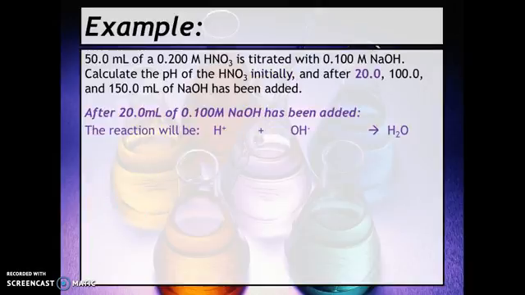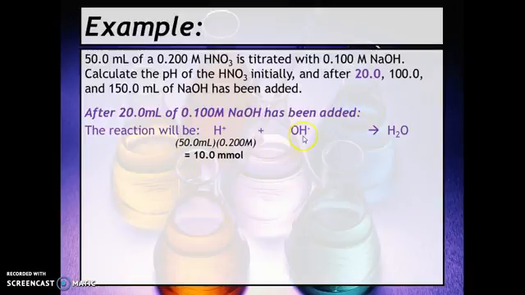Next, it wants to know after 20 mils. So after we add 20 mils here, we need to do a little stoichiometry. And what I'm going to do is put my equation that we talked about and take my milliliters times my molarity to get my millimoles. H will stay the same throughout. Nothing changes the concentration of H plus unless you were to add another acid. Why would we do that in an acid-base reaction? So that's never going to change. It's going to be 10 the whole time.